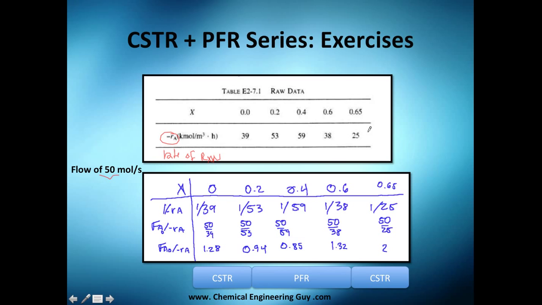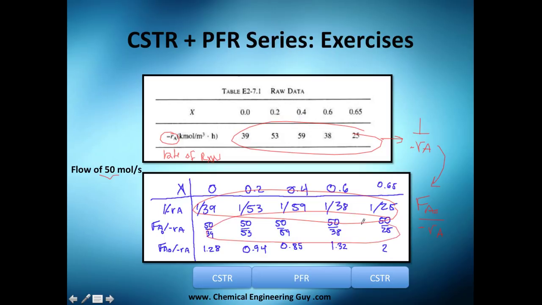So the first thing I want to do is to invert this data, because I know I'm going to be using this value here. And not only that, I know that I'm going to be using FA0 divided by RA. So why not do it step by step? First thing first, we invert these numbers. Secondly, we multiply by 50. And third, we put the final value here. So this is the value I will be using in the problems. I put this CSTR to remember myself that the first one goes to 20%, the second one goes from 20 to 60, and the third one goes from 60 to 65.